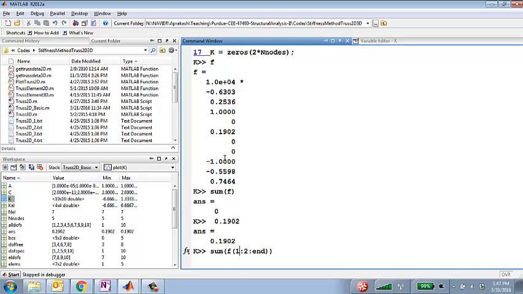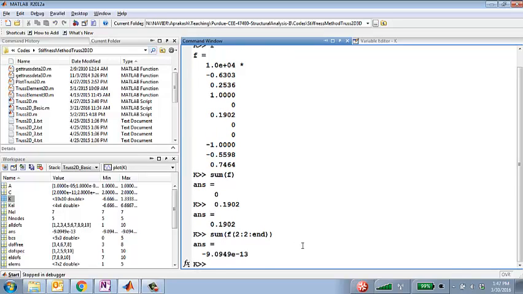Let's check another thing. Sum of forces in the y direction. So I'll start with 2 this time. So I'm saying 2 colon 2 colon end. So sum of forces in the y direction better also be 0, 10 to the minus 13. I would have actually expected x direction also to be of that range, 10 to the minus 13. But I'll check why this is comparatively so large in comparison to 10 to the minus 13. So both sum of forces in the x and the y are 0. Okay.